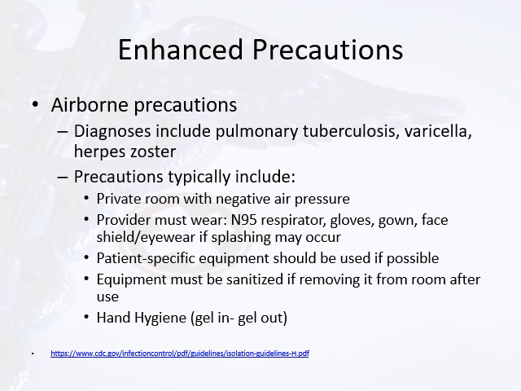As a result, patients with airborne precautions will undergo the following. Number one, they'll be placed in a private room with negative air pressure to make sure that when the door opens and closes, there is no release of the airborne particles into the hallway. The provider must wear an N95 respirator, gloves, a gown, a face shield or eyewear if splashing may occur.